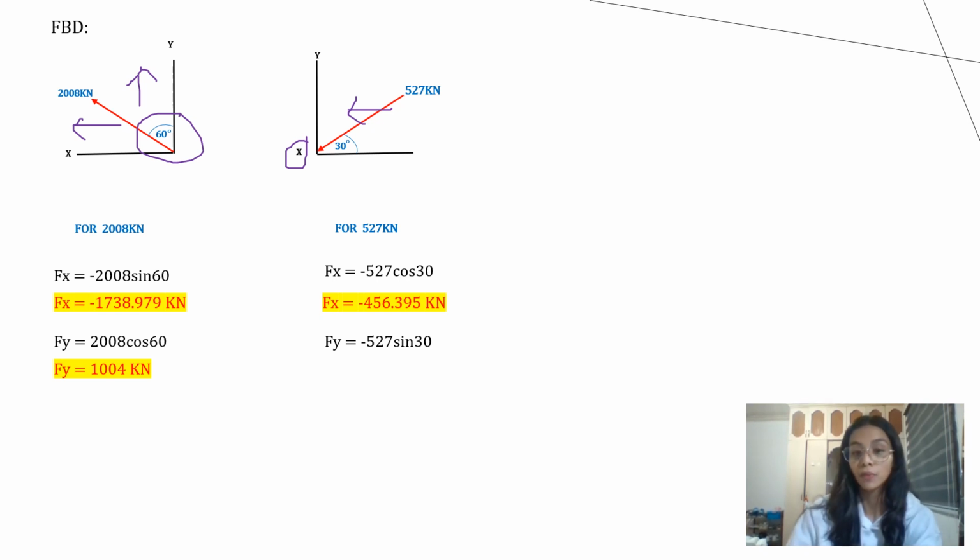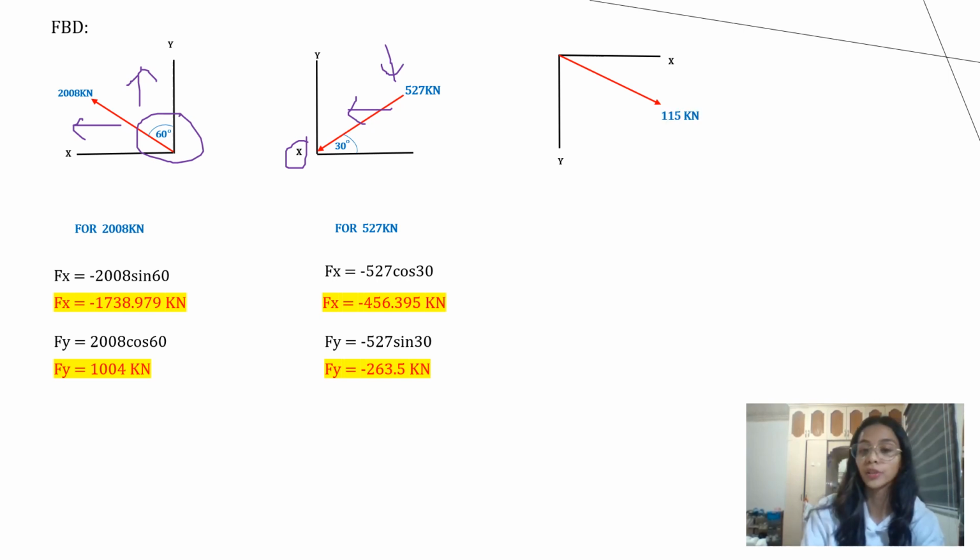And our Fy is negative 527 sine 30. It is negative because it is pointing downwards. So our answer is negative 263.5 kN.